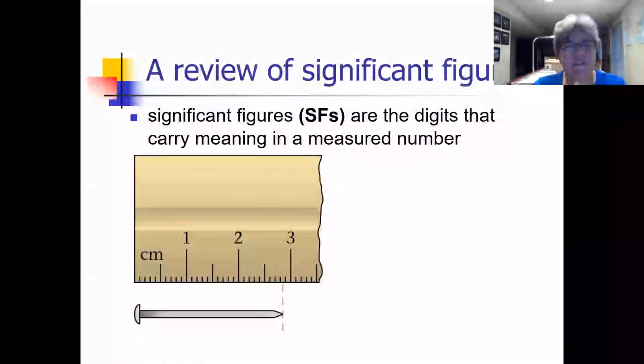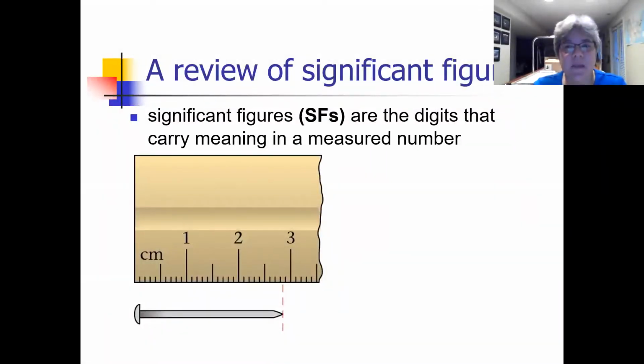Minds ignore this when they're doing calculations, and that's not okay. So what is a significant figure? Well, that word significant means something has meaning, it has value. So these are the numbers that have meaning, that have value. So let's say I want to measure this nail. How long is that?